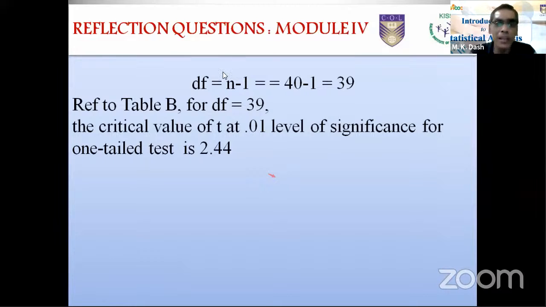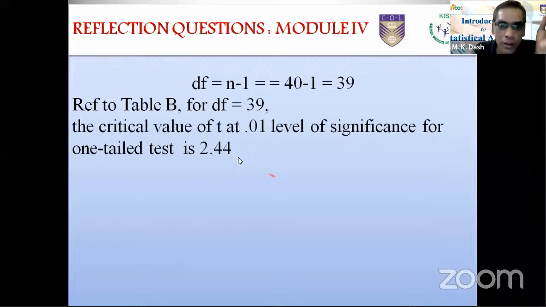Referring to table B, see the degree of freedom 39 and the 0.01 level of significance, and a one-tail test. These three criteria you have to keep in mind while referring to the table: what is your degree of freedom, what is your level of significance, and whether you are finding a one-tail test value or a two-tail test value. As in this case we have been dealing with a one-tail test, the table value is 2.44.